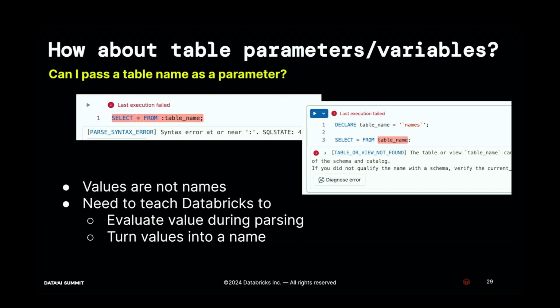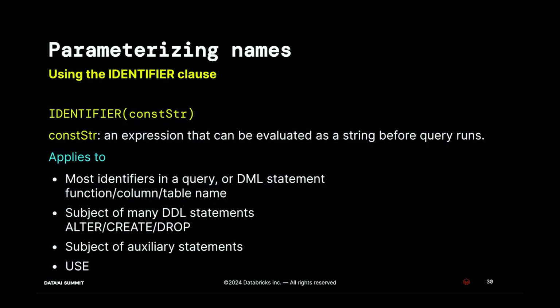Because values are not names, we need to teach Databricks how to do that, and we have done that. You can parameterize names by using the IDENTIFIER clause. It's very simple syntax: just IDENTIFIER, and it looks a bit like a function, but it is a clause. Then you give it a constant string. The important part is a constant string.